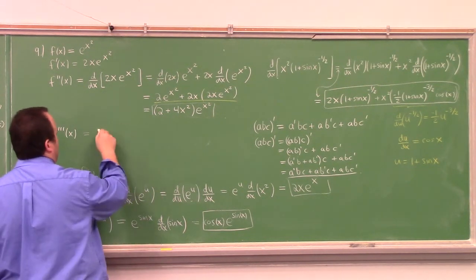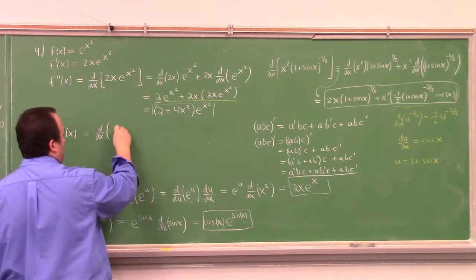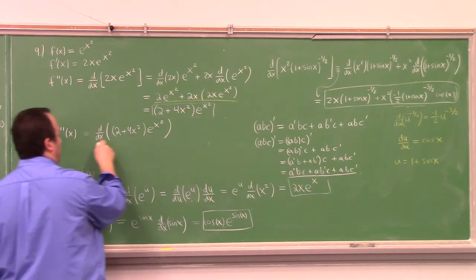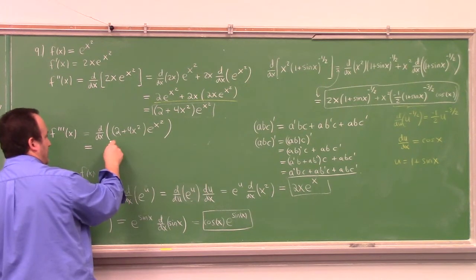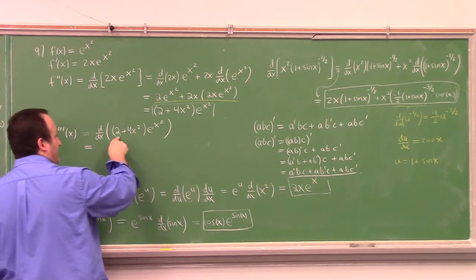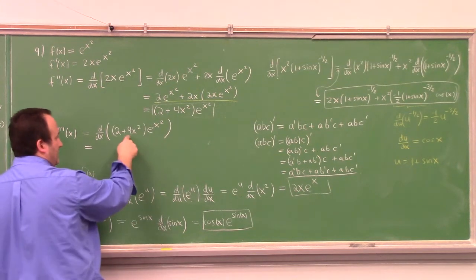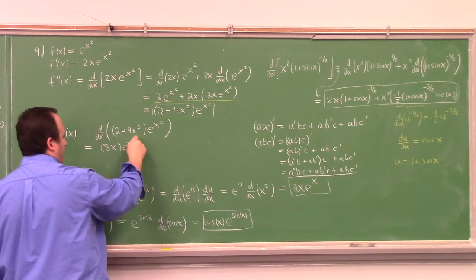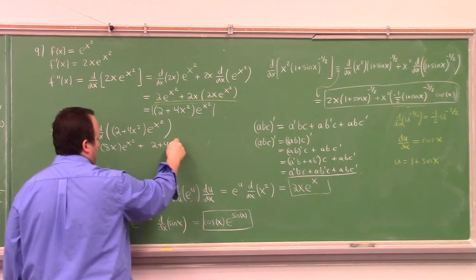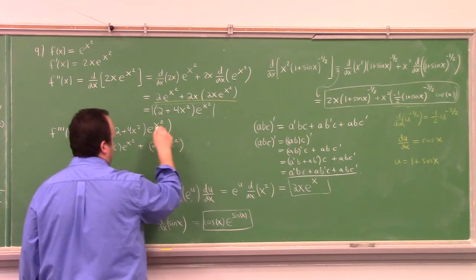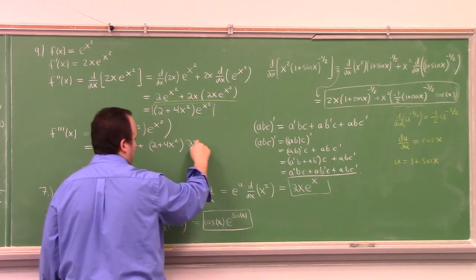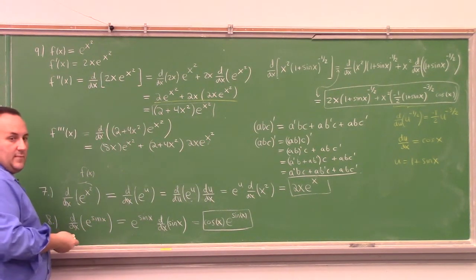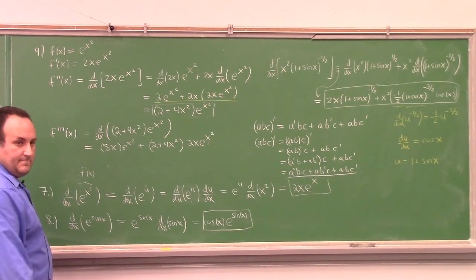So this one, we have d/dx of (2 plus 4x squared) times e to the x squared. And so we have the derivative of the first one, which is what? What's the derivative of 2 plus 4x squared? It is 8x, e to the x squared, plus (2 plus 4x squared) times the derivative of e to the x squared, which is 2x e to the x squared. And then you could simplify your answer if you wanted, right?